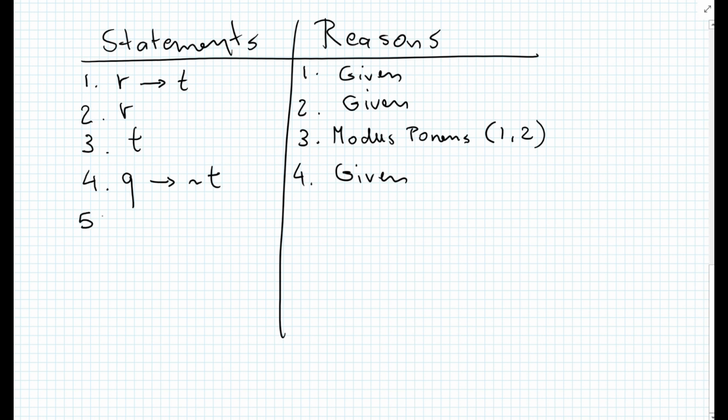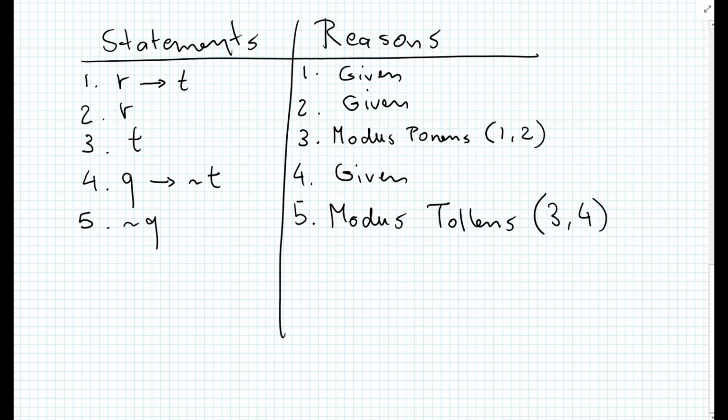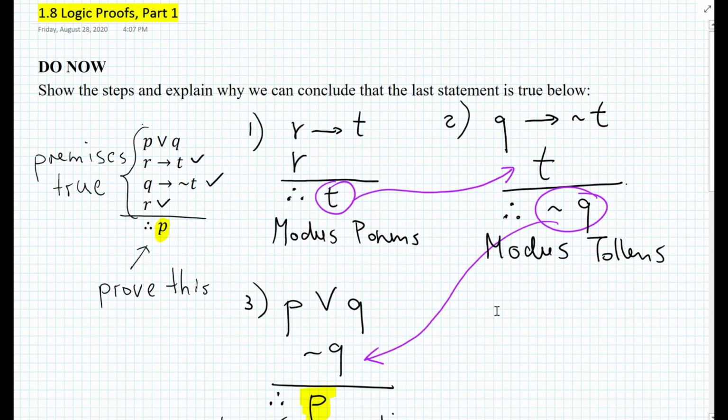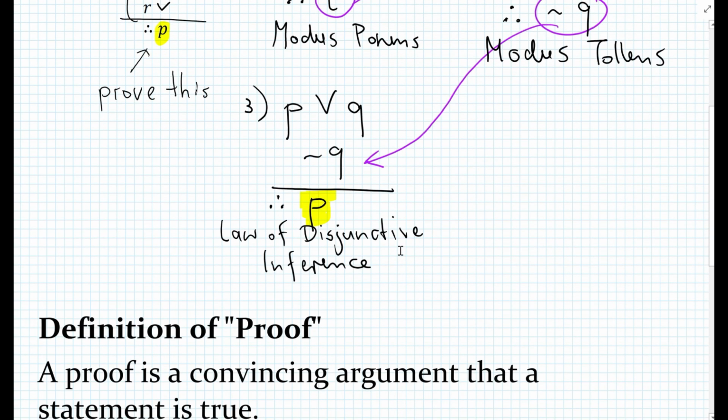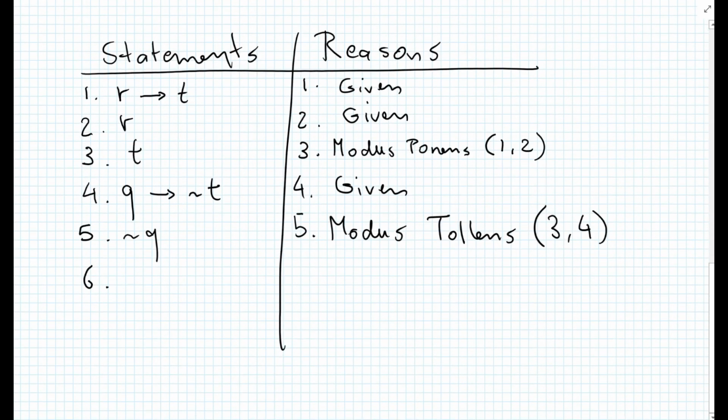Okay, so for number 5, here we concluded that not Q is true, okay? And here we're going to write modus tollens. And the reason is 3, 4, modus tollens, okay? That's the citation. Okay, now for number 6, let's go back again. Here we have P or Q, and then we're going to use not Q to conclude P is true. So here we're going to write P or Q. And step number 6, that's given.